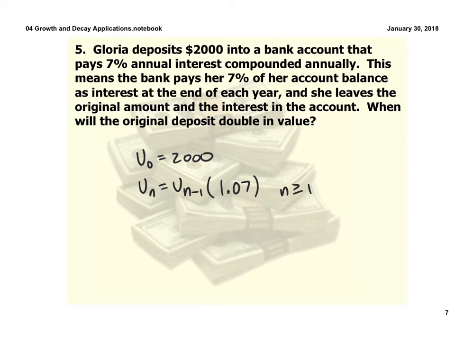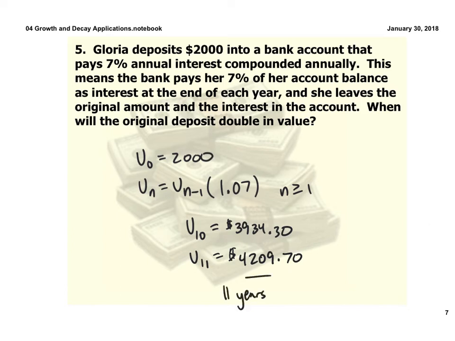If we go to our table in our calculator, we can see that u sub 10 is equal to $3,934.30, which is not quite there. So u sub 11 is what we're looking for, which is $4,209.70. And so when will it reach that? It will be 11 years. Keep in mind that nothing is being done in those 11 years. You start with $2,000 and you let it just sit there and appreciate in value.